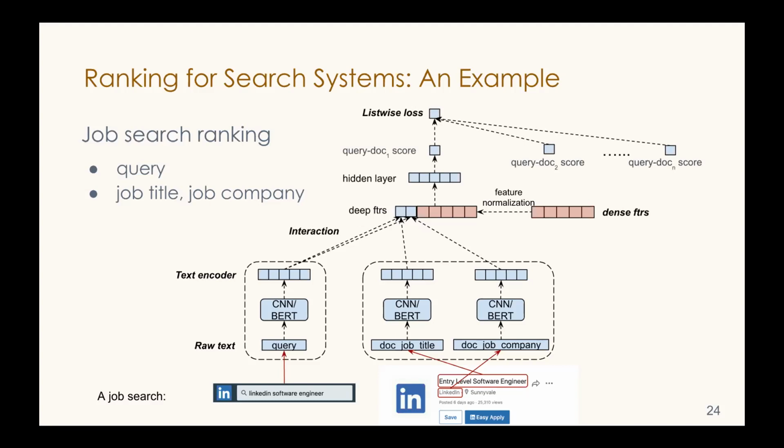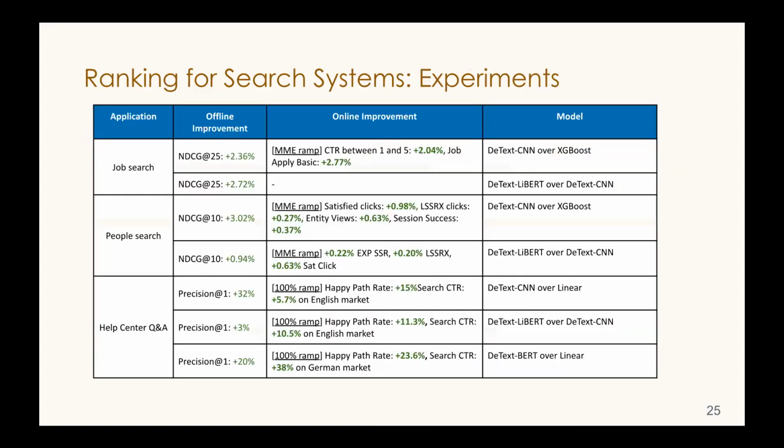Notice it's very easy to change from job search ranking to a different type of search ranking. Basically, you will just have a different type of input. For example, you can have the query and the member profile text fields to fit this model into a people search model. At LinkedIn, we have been doing a lot of experiments using DeText on different search verticals, including job search, people search, and help center search. We have shown through offline and online experiments that these deep models, including DeText CNN and the DeText BERT related models, all achieve very significant improvements.